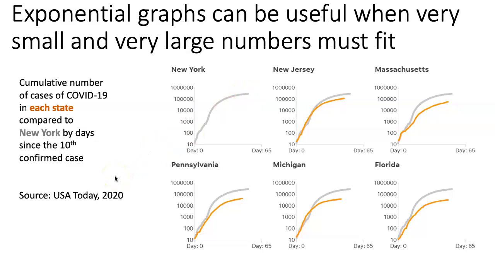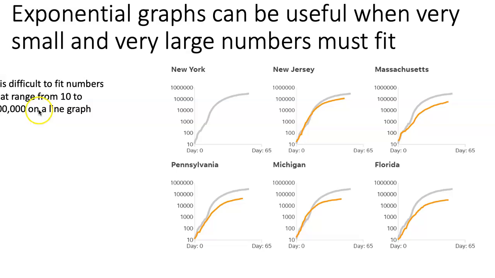So it would be very difficult to try to graph these things. It's difficult to fit numbers that range from 10 to 100,000 on a line graph. If you were to try to take a bar graph and started counting by tens, you'd have to go way beyond your paper to try to get to 100,000. So in these graphs, what we have is 10 to the first power, 10 to the second power, 10 to the third power, 10 to the fourth power, 10 to the fifth power, 10 to the sixth power. So you're not going up by the same amount every time, but you're going up by the same power every time on all of these graphs.